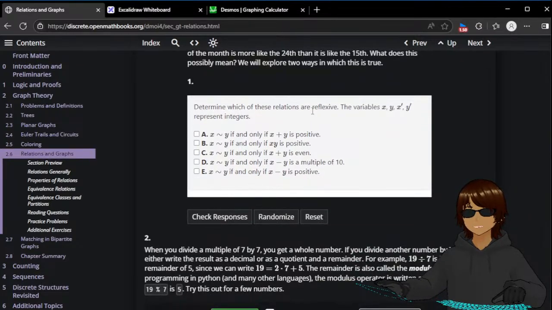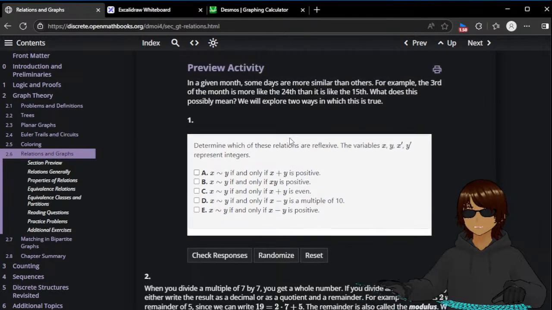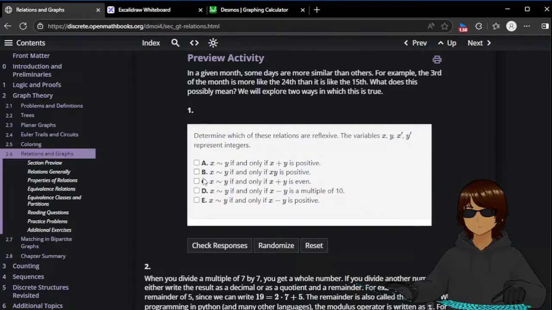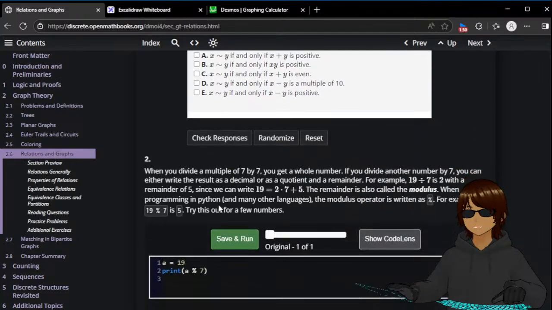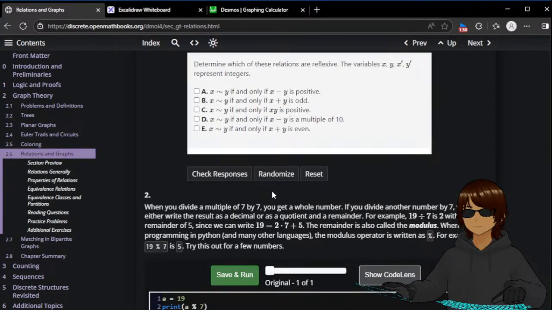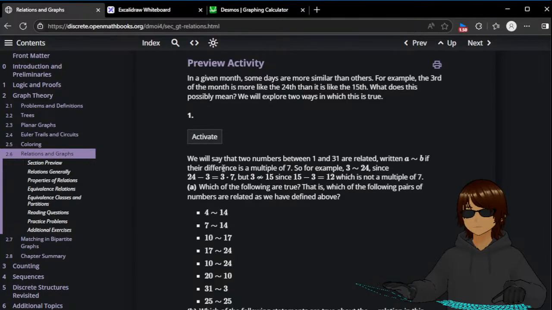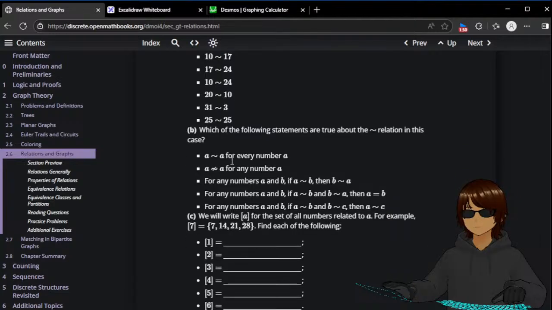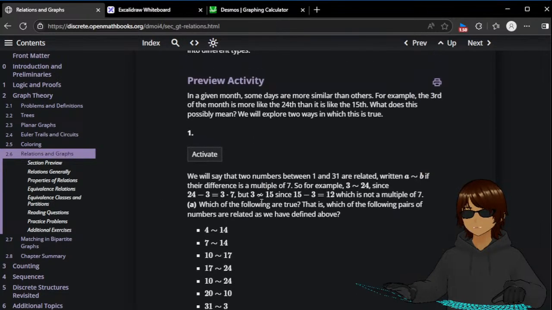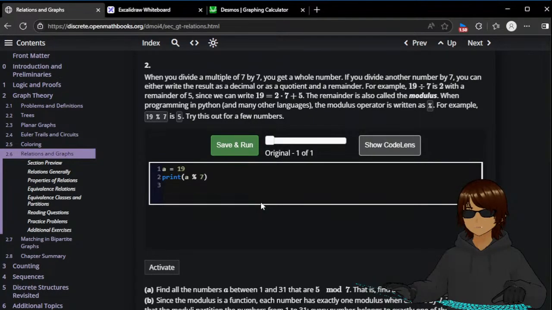Which of these relations are reflexive? The variables x, y, x naught, y naught represent integers. X is related to y if and only if x plus y is positive. Wait, is there some context I'm missing? They're giving me a different question. Okay, let's just skip that.